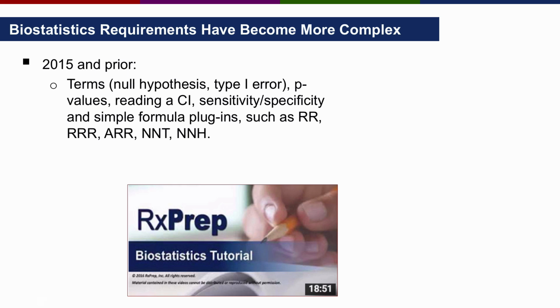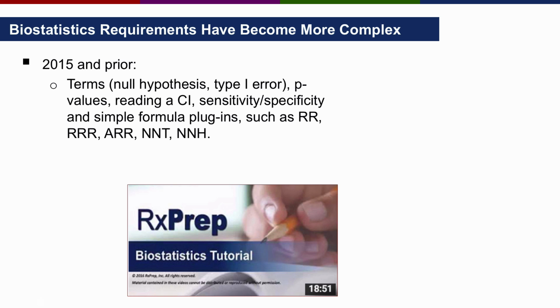Okay, before we go into the little details about how to use the test bank, I'd like to say something about biostats. I have been teaching biostats since 2001 for RxPrep, and I can tell you it used to be much simpler. It was just very basic terms and plugging numbers into formulas, and the formulas are very simple for biostats. One number minus another number divided by the first number. They're not difficult. But now there are questions, what does this mean? And there are more complex skills that are required.